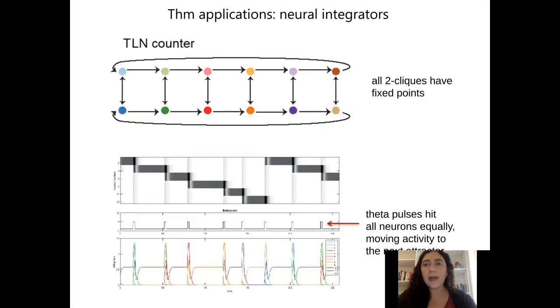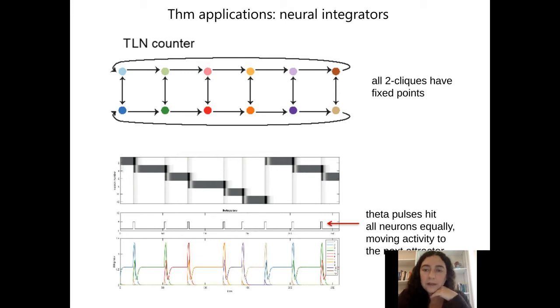So how can we use this in modeling? One very nice model that we can make using the ideas of this theorem is a simple counter. If you take a bunch of 2-cliques, like we have here at the top, and connect them in this way, with arrows going forward from one 2-clique to the next, it turns out that all of these 2-cliques will have surviving stable fixed points. And so this TLN network has 6 stable fixed points, 1 per 2-clique.